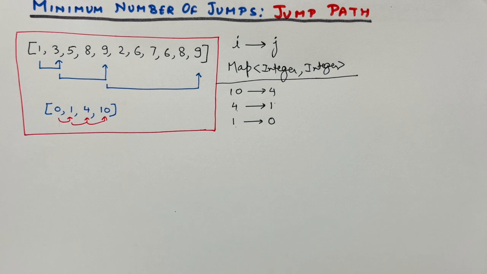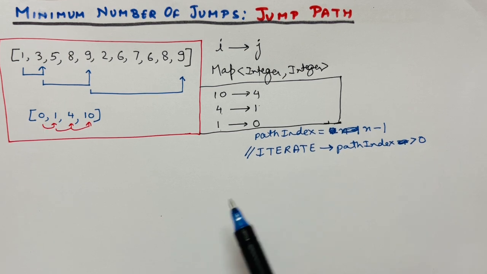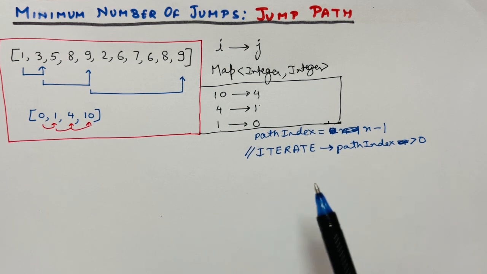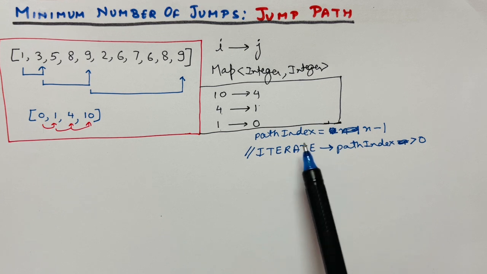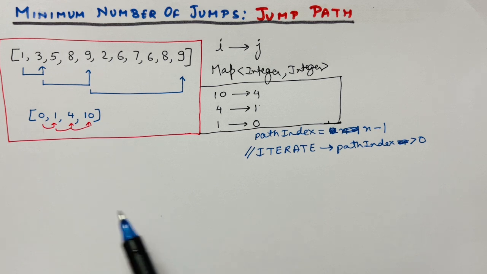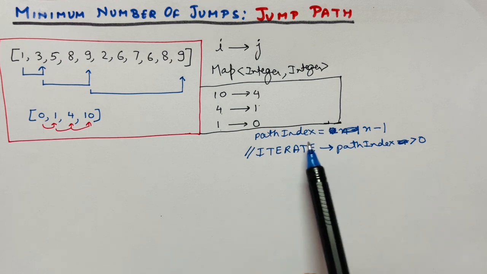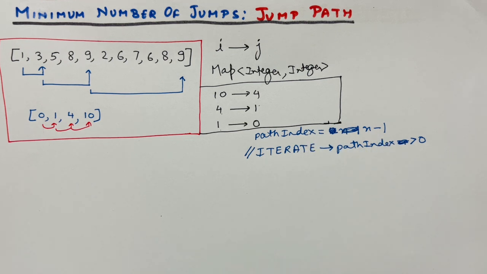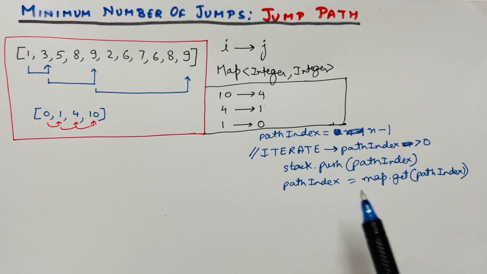So how will we convert this map to this path? Let us try to write the algorithm. Clearly, we need to iterate. In every iteration, we will identify an index which is part of the path, and we will iterate till we reach index 0. So let's call it by the variable path index. The first index that will be part of the path is the final index that we need to jump to, and it will always be n-1. So we initialize from here and then we iterate. In every iteration, we will push this path index onto a stack.